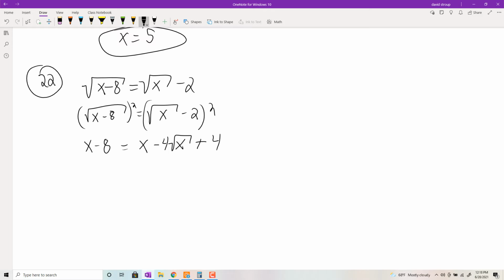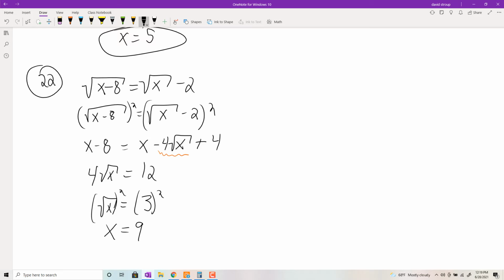Okay. So what I'm going to do in order to get this to work out nicely is add that thing to the other side, and then move the x minus 8 to the other side. So we'll have 4 square root x equals, subtracting x from both sides, the x's will cancel, add 8 to both sides, and you'll get 12, I believe. Then you can divide both sides by 4, so you get the square root of x equals 3. And then you can finally square both sides again, and you'll have your answer, or potential answer, because you still have to check it. Okay, so x is equal to 9.